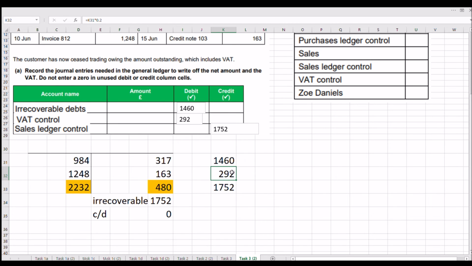The VAT you're going to get back from HMRC, so that's an increase in money coming into us, so that's going to be a debit. But the amount that's left over, the 1460, is the amount that we can't get back from anywhere. That's going to be a reduction in the money available for our shareholders, so a reduction in the share capital, a reduction in the money out item, is a debit, 1460. So that's the answer to this question.